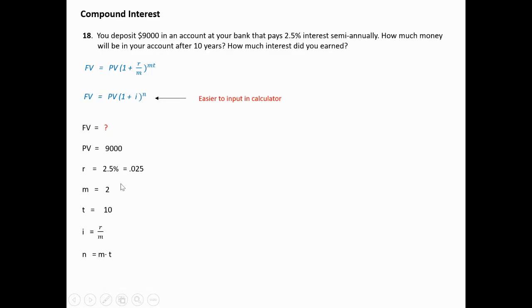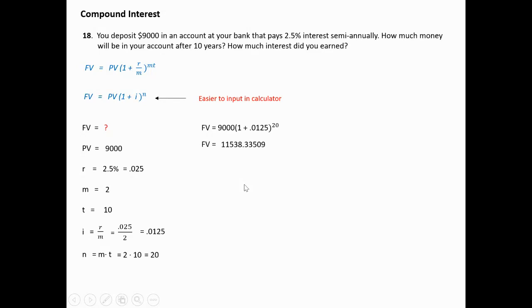Now my I is my R divided by M, which will be 0.025 divided by 2, which will be 0.0125. My N is M times T, which will be 2 times 10, which gives us 20. Now all we do is plug into the formula, right? There's my present value, the 9,000. There's my I, 0.0125, and my N will be 20. Now all we do is plug into the calculator just the way it is.